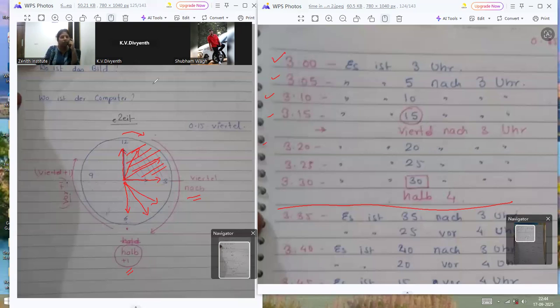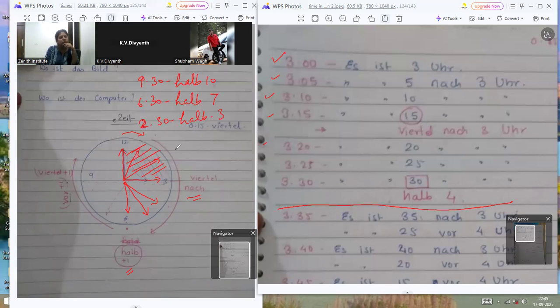Let me give you an example. When I want to say 9:30, I should say in German halb 10. Divyant, you tell me, if you want to say 6:30 in German, what you should say? Halb 7. Yes, half 7. Shubham, if it is 2:30, what should I say? Halb 3. Half three, correct.